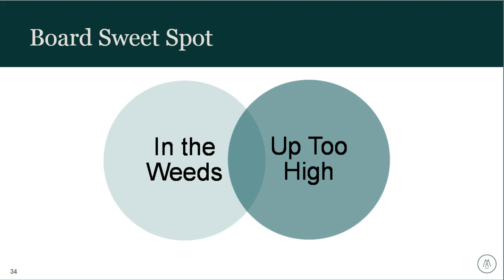An example that I give all the time is that I actually served on a board once, and I had another board member who at every single board meeting asked for the accounts receivable aging report. That's what he was interested in. That is way too in the weeds for a board member and not the right place, right?